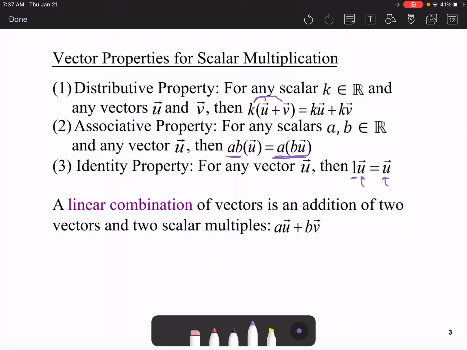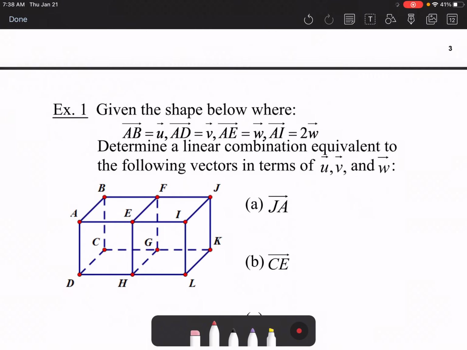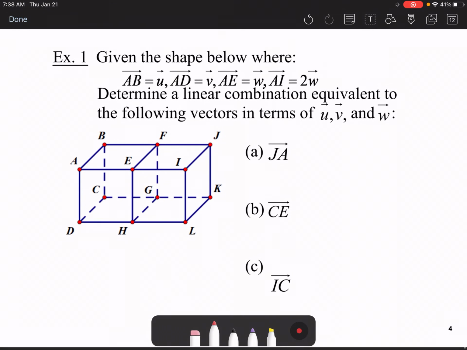Now, a linear combination of vectors is an addition of two vectors with two scalar multiples. In other words, something like some value times a vector u plus some value times a vector v. You could also have a subtraction between these two. You could use just 1 as the values of a and b. There are many different options here. So let's take a look at how we can put all this information into practice.